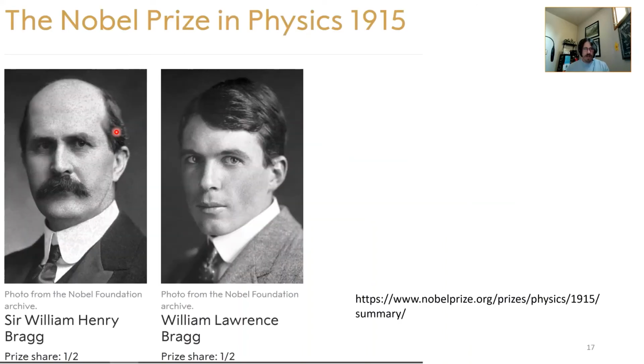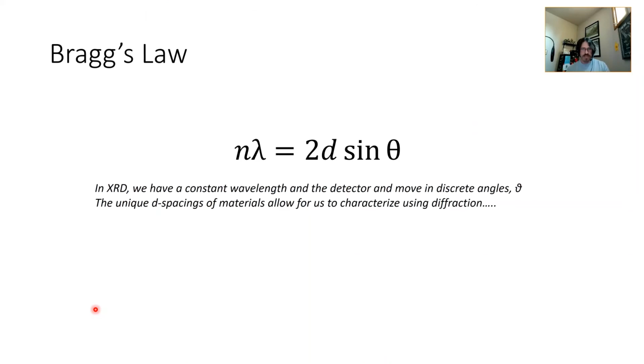These guys won the Nobel Prize for Bragg's law, and there's a legend that says the father, Sir William Henry Bragg, is actually the person that did all the work, but William Lawrence Bragg actually published it, and I think made his dad quite angry. But in the end, they were both awarded the Nobel Prize in physics for developing Bragg's law. So they earned the prize in 1915. I'm not quite sure when they actually came up with Bragg's law. N lambda equals 2d sine theta.